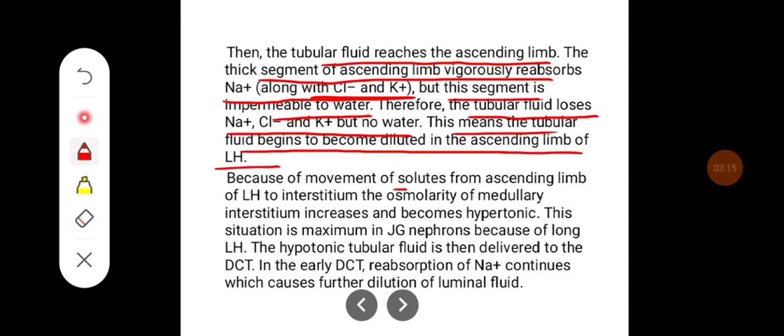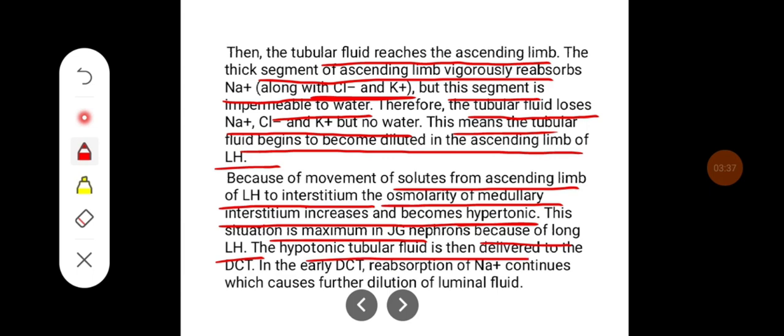Because of the movement of solutes from the ascending limb of the loop of Henle to the interstitium, the osmolarity of the medullary interstitium increases and it becomes hypertonic. This situation is maximum in juxtamedullary nephrons because of the long loop of Henle. The hypotonic tubular fluid is then delivered to the DCT. In the early part of the distal convoluted tubule, reabsorption of sodium continues, which causes further dilution of the luminal fluid.